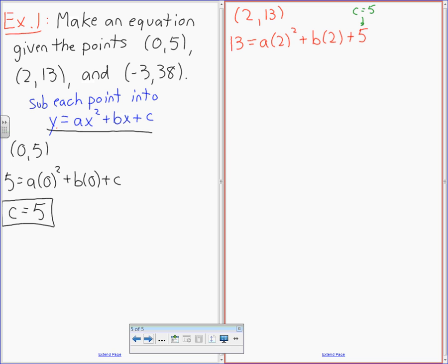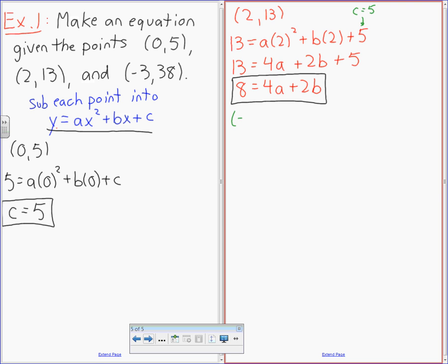Natalie, can you please tell me what 2 squared is? Okay, good, 4. So I'm going to say 13 equals 4a. Lovely. Plus 2b plus 5. I'm going to move it over and say that 8 equals 4a plus 2b. This is starting to come together quite nicely for us.